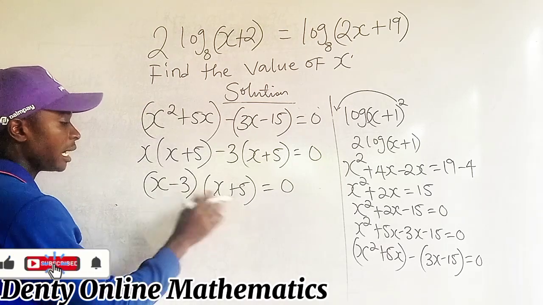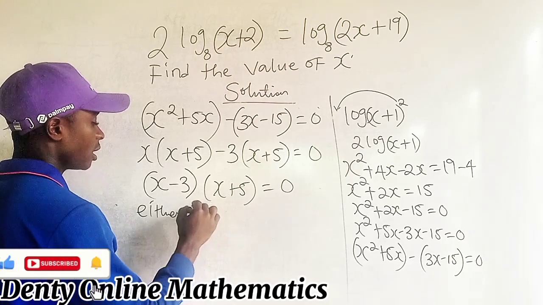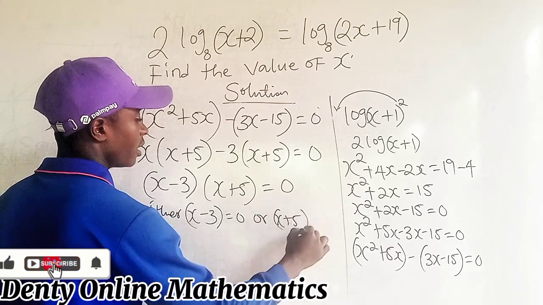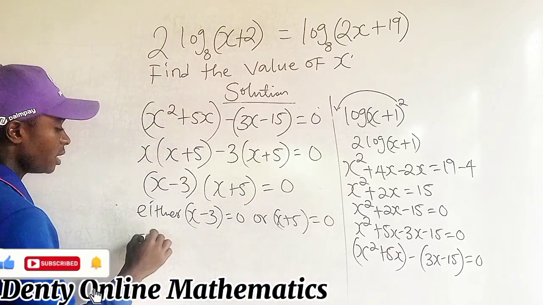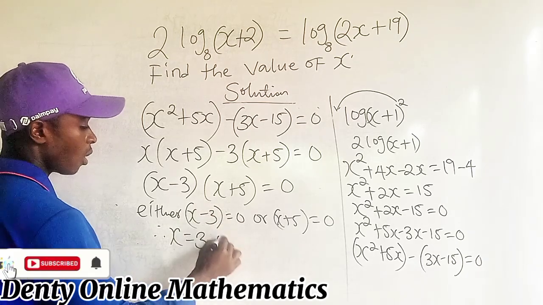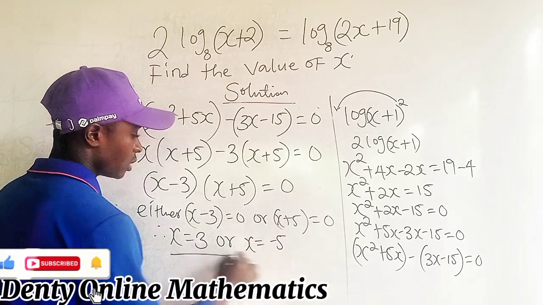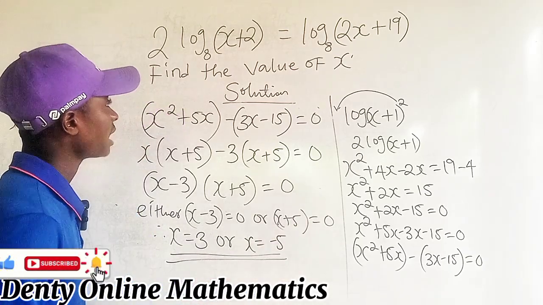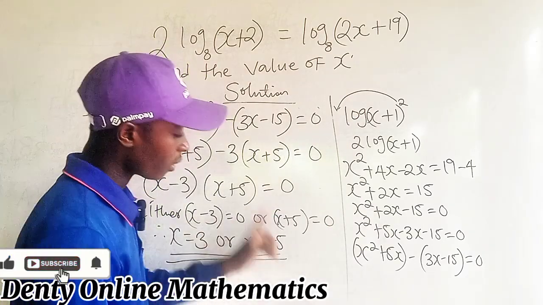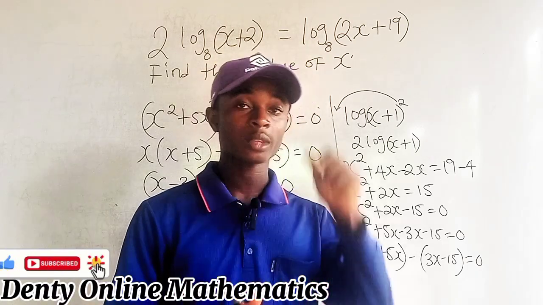So at this point, it is either x minus 3 is equal to 0 or x plus 5 equal to 0. From this, therefore, x is equal to 3 from this side, or x will be equal to minus 5 from this side. So the true values of x that will satisfy this equation are either x equal to positive 3 or x equal to minus 5. And that is just the solution to this problem.